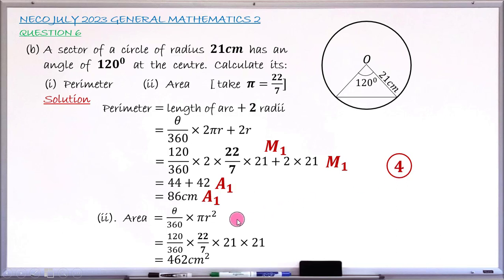If I move to the second part, that is the marking of the area, the very first mark is the method 1 mark. This method 1 mark is for substituting theta, pi, and r in the formula for finding the area of a sector. That gives you this method 1 mark. And when you simplify and have the final answer for area as 462 centimeters squared, that gives you this accuracy 1 mark. So this Roman 2 has a total of 2 good marks.